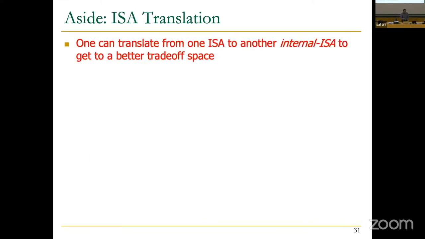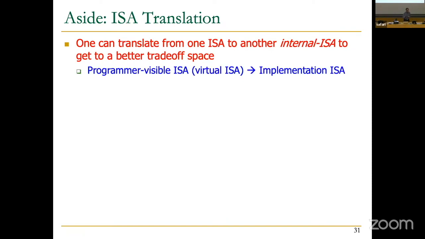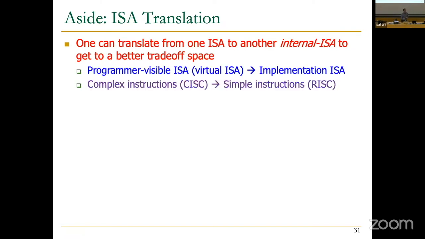Okay, let me conclude with some things on ISA translation, and then we're going to take a break. But remember, we've also discussed translating ISAs. You can translate from one ISA to another internal ISA to get a better trade-off space. You can have a programmer-visible ISA, a virtual ISA, translate to an implementation ISA, complex instructions to simple instructions. In other words, scalar ISA to VLIW ISA also. And that's what people have tried to do as well.